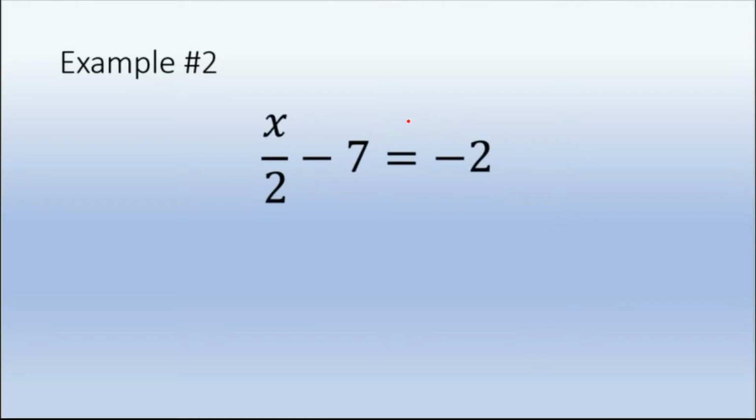Okay, so in this equation, we have division and subtraction. So to get the variable by itself, we need to do the operation that's furthest away from the variable. So we're going to start with this minus 7 over here. Okay, so we're going to add 7 to both sides.